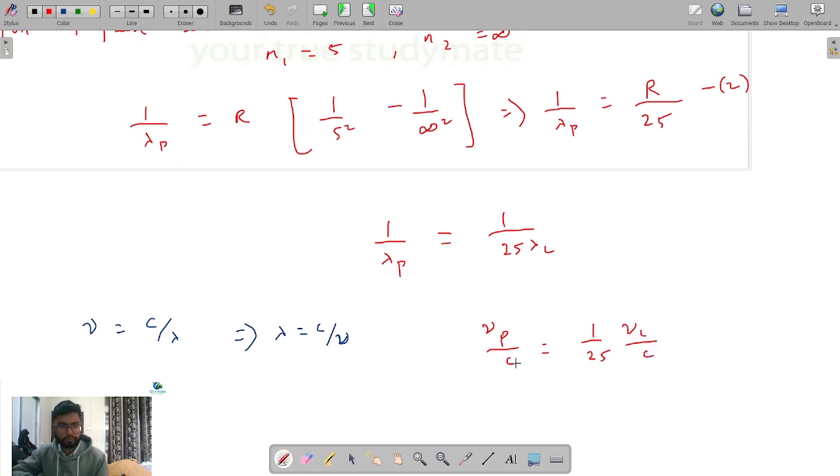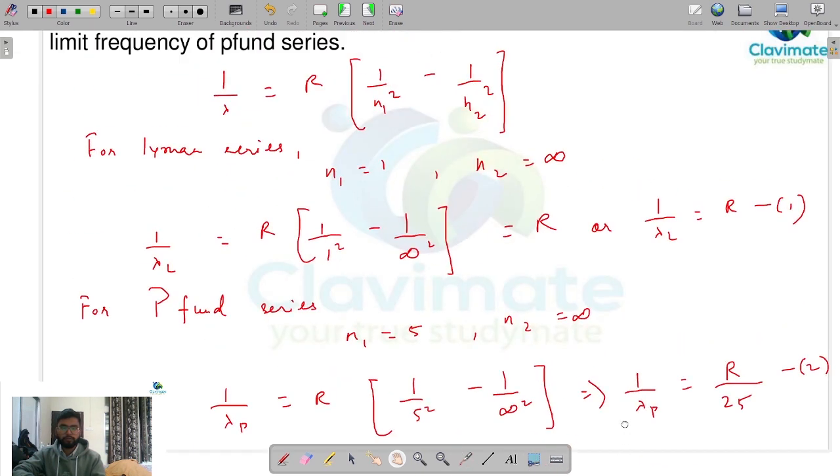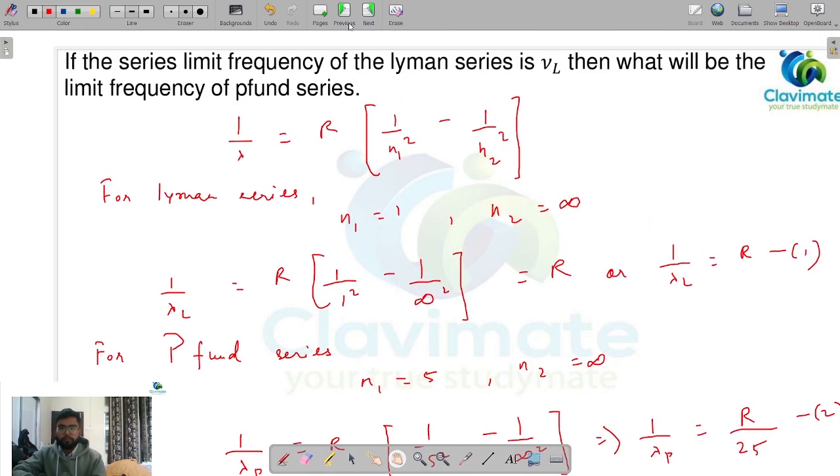by c. Cancel c on both sides, which becomes nu P is equal to nu L by 25. This is the end of our solution.